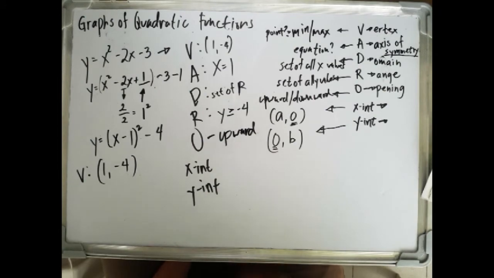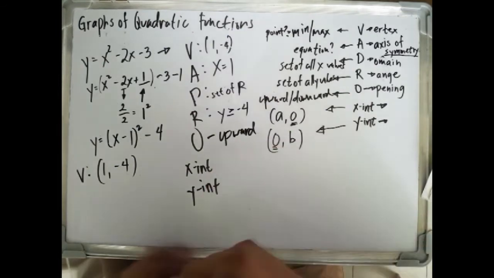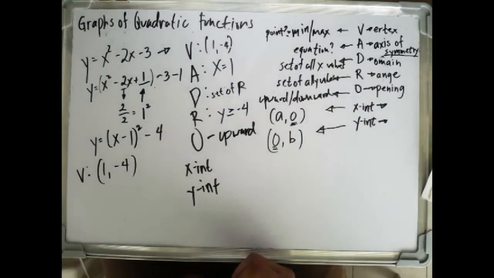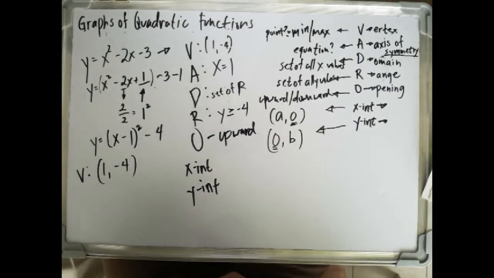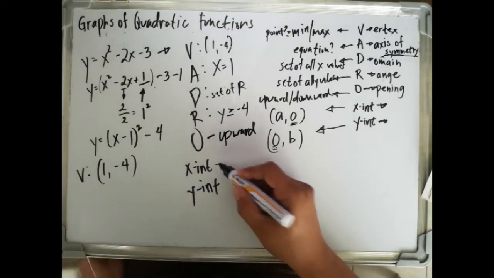Okay? So, yan. Nakukompleto na natin yung vertex, axis of symmetry, domain, and range. Ito, secret lang natin: yung domain laging set of all real numbers. Okay, so next. Medyo pahirapan lang ito pero madali lang naman. So, x-intercept and y-intercept.